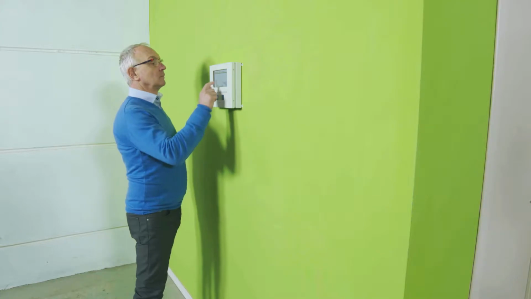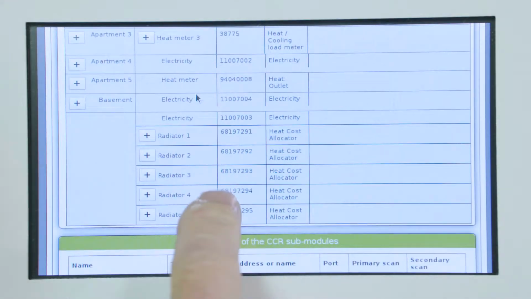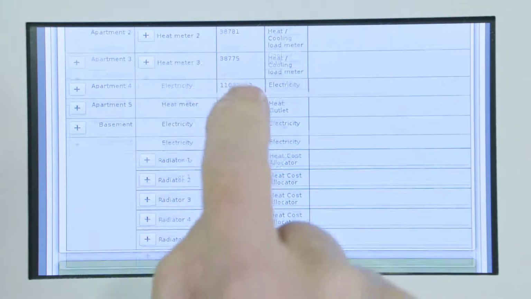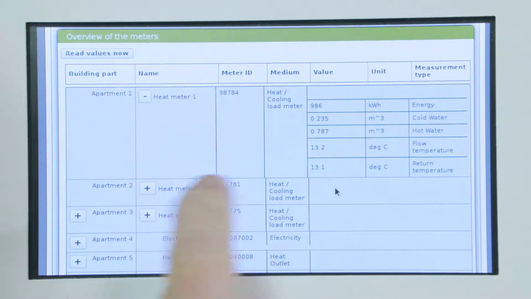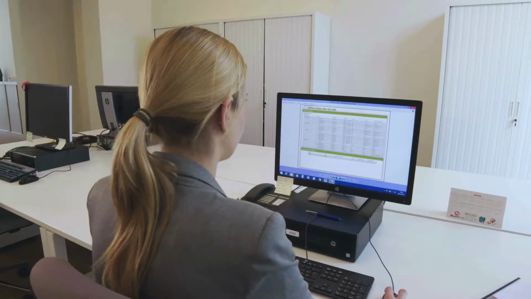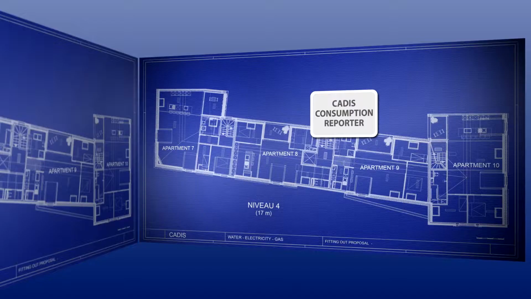The Cadis Consumption Reporter maps out consumption in a highly user-friendly and cost-effective way. This centralized consumption module is suitable for any type of meter. The size of building does not play a role, nor the number of meters to be read. The readout of consumption meters may also be done remotely.